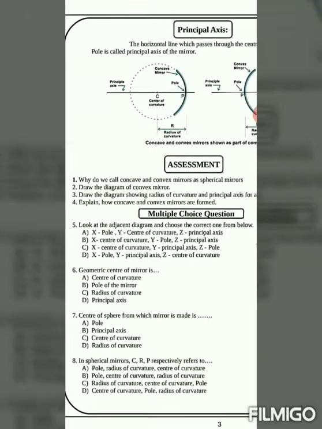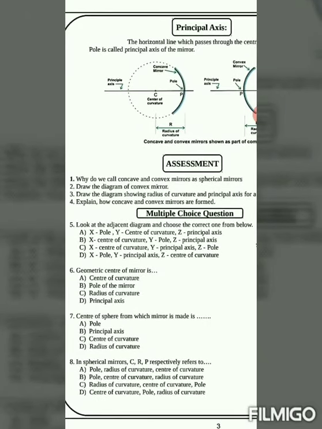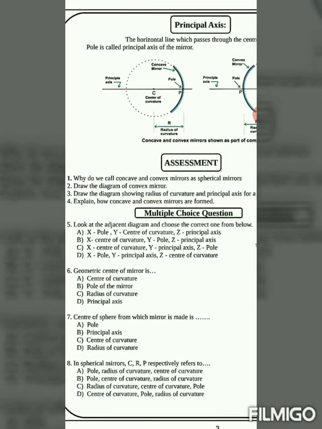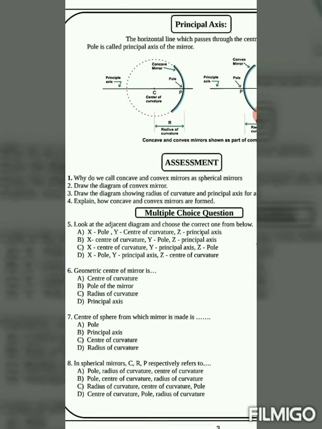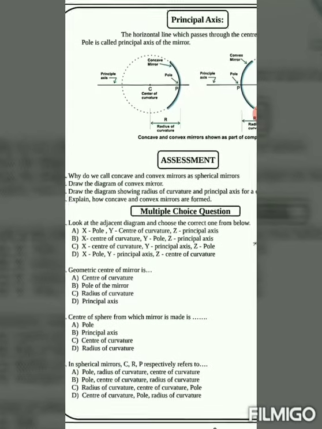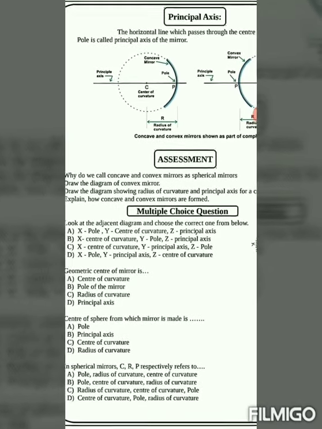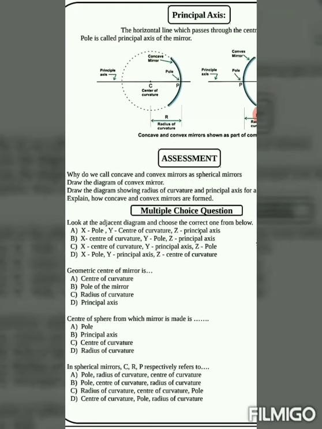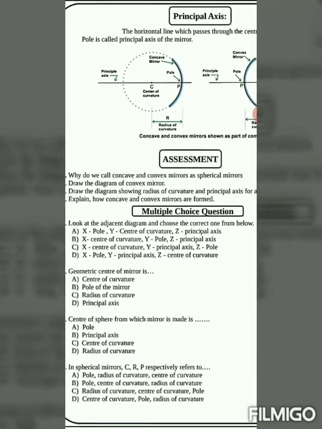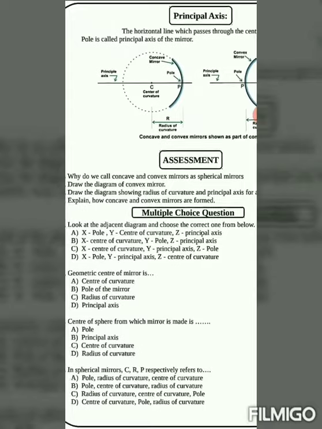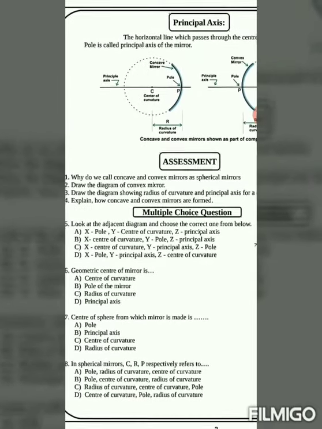See there. Why do we call concave and convex mirrors spherical mirrors? Draw the diagram of a convex mirror. So the first question is what? Why do we call concave and convex mirrors spherical mirrors? Because their reflecting surface is spherical. That's why they are called spherical mirrors.